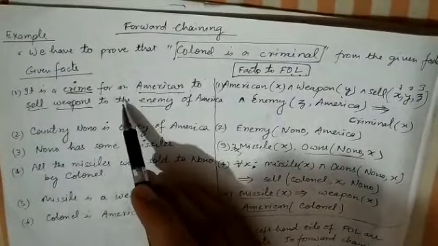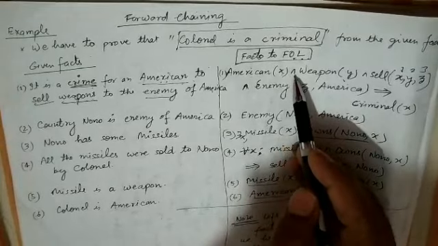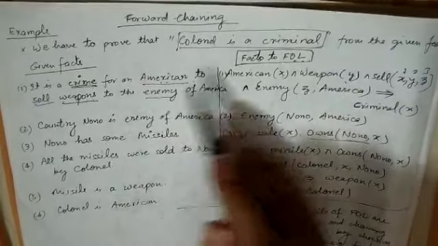So any American, it is a crime for any American. He is a criminal if he sells a weapon to the enemy of America. First of all we will take the American. Let's say X is an American, so American(X), and there is a weapon. Let's say it is Y.